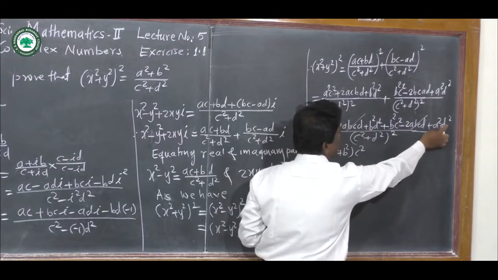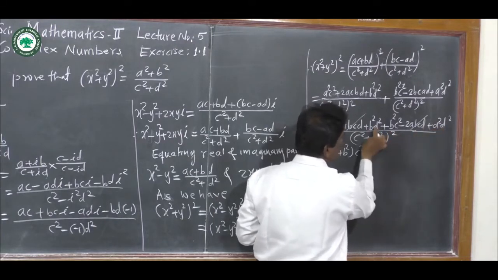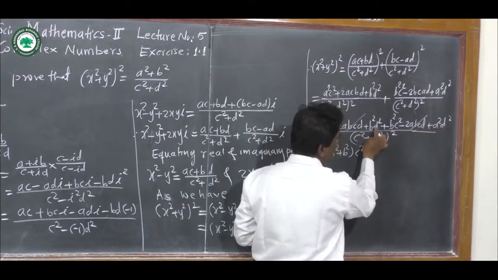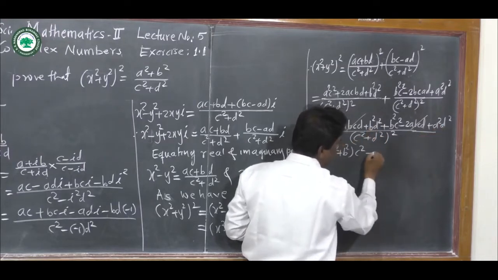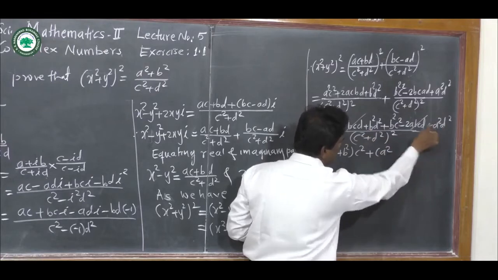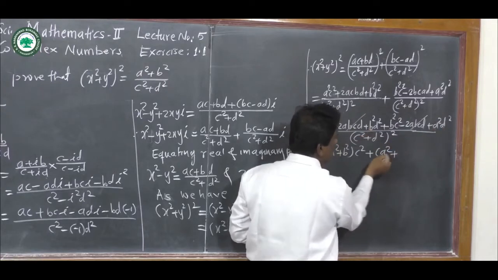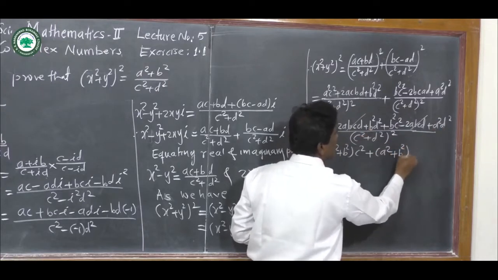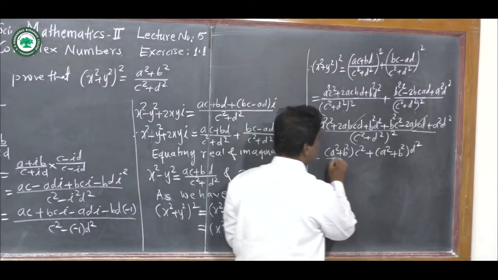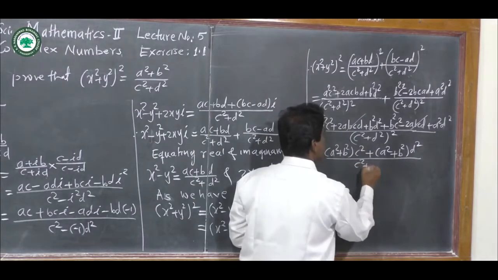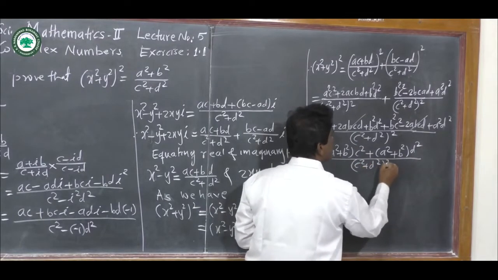From this we take d square common, here d square and here d square. So here the coefficient of d square is b square, here the coefficient of d square is a square, means plus a square and b square. We write a square firstly and then b square into d square. Get it? So divided by c square plus d square bracket square.